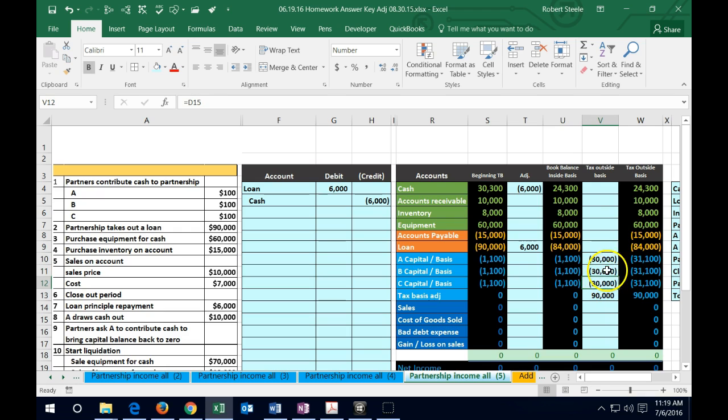Therefore, we're going to have to say, okay, of this 31, we're going to have to make a tax entry and say that they're not going to have as high of a tax basis in this case. We're going to have to reduce their tax basis by 6,000 divided by 3 if we're going to do it evenly between the 3 of them.